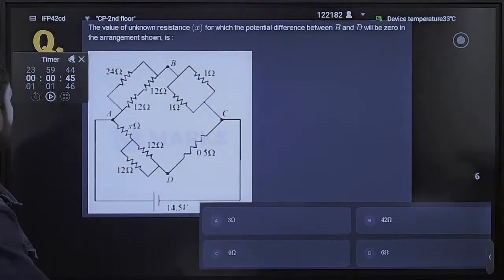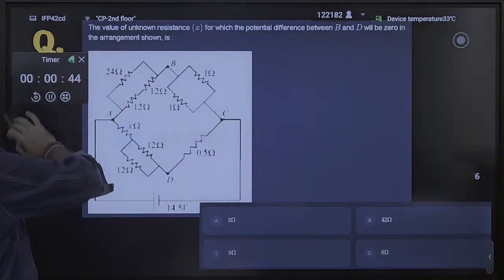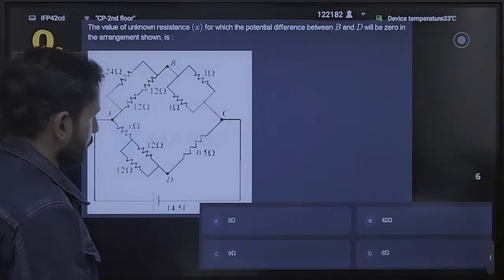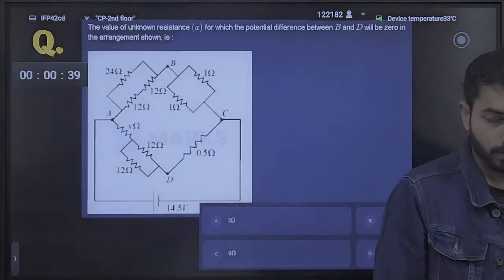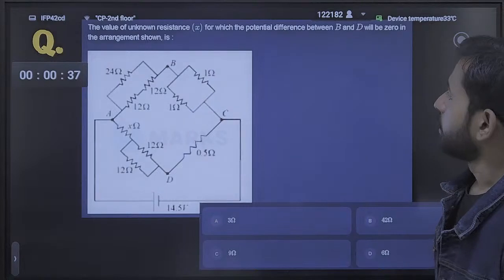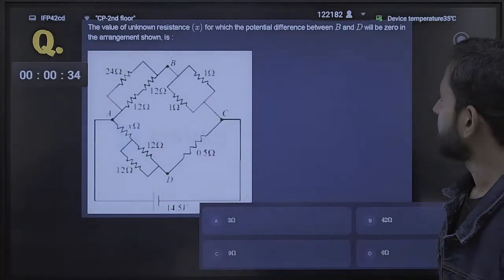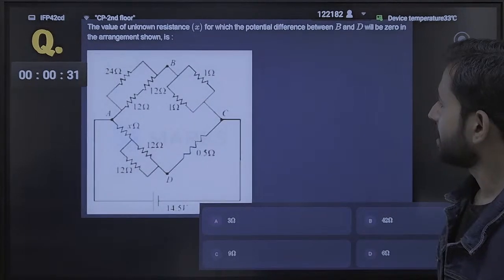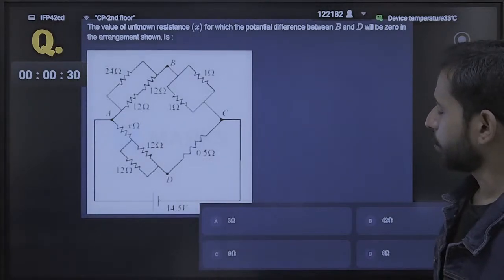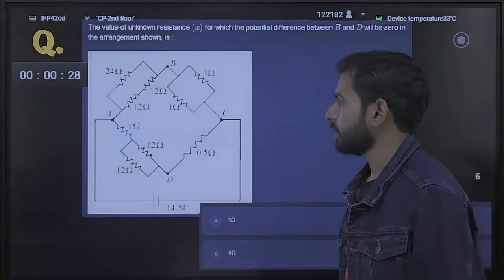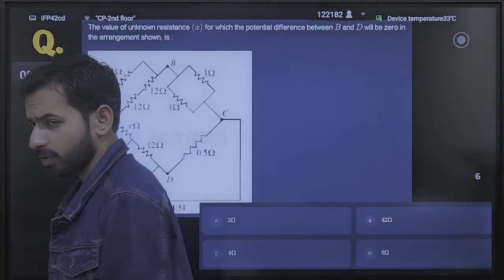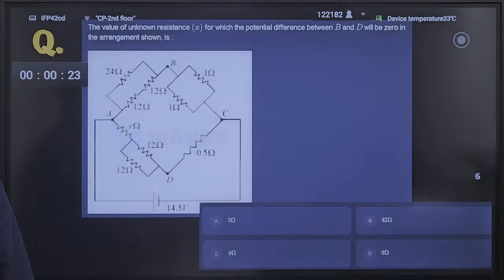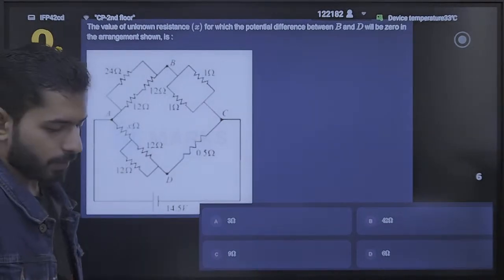Solve this question. Does anyone understand this question? Very easy one. There will not be any time taken for solving this question. The value of unknown resistance X for which potential difference between B and D will be 0 in the arrangement shown. Potential difference between B and D should be 0. What kind of system is it making? What is this condition of potential of B and D should be equal? Remember?